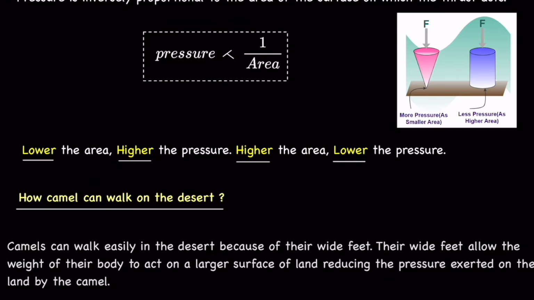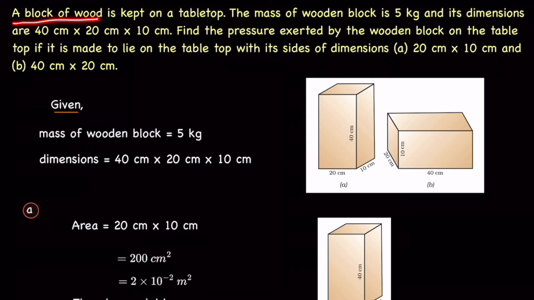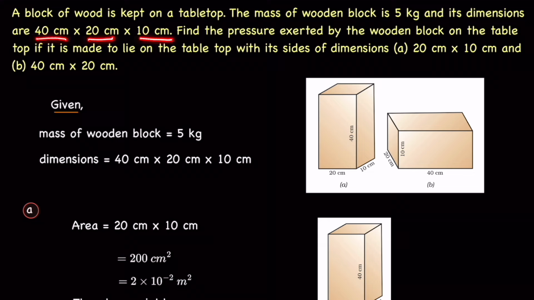Now we will try one question based on this concept. In this question, a block of wood is kept on a tabletop. As you see in this figure here, this is a block of wood. It is kept on a tabletop. The mass of the wooden block is 5 kg. And its dimension is 40 centimeter, 20 centimeter and 10 centimeter. Dimension means its length, breadth and height.